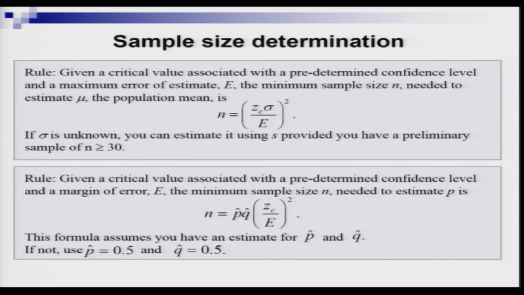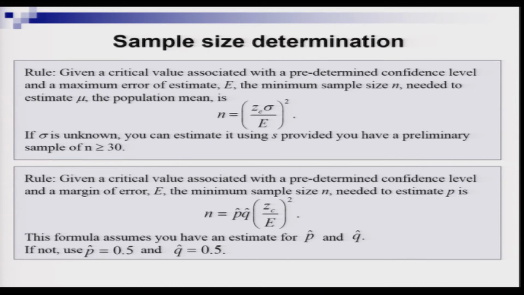Next we move on to another rule, and this is for the population proportion. Again we have to assume that the critical value is known, for a predetermined confidence level and a margin of error E. So you have to fix E and the alpha value, and then the minimum sample size required to estimate P can be found using this formula: n equals P hat times Q hat times Z_C, the critical value, divided by E, all squared.